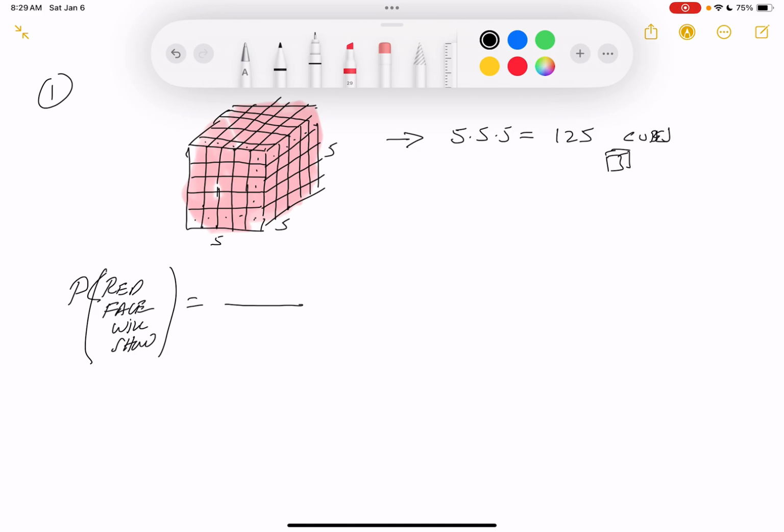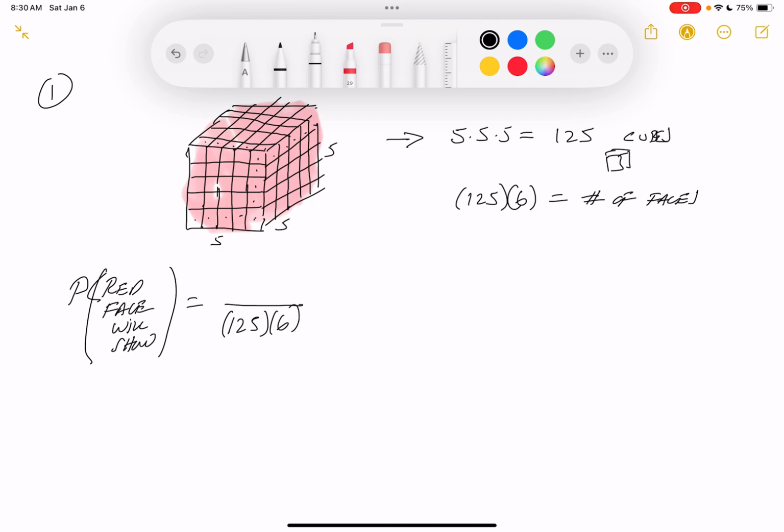So the question is, how many red faces will there be? But before I do that, I want to know how many faces there are. So if there's 125 cubes, each cube has 6 faces, by the way. So this is the number of faces. Well, let's write that down. So the probability space, there's 125 times 6 spaces.